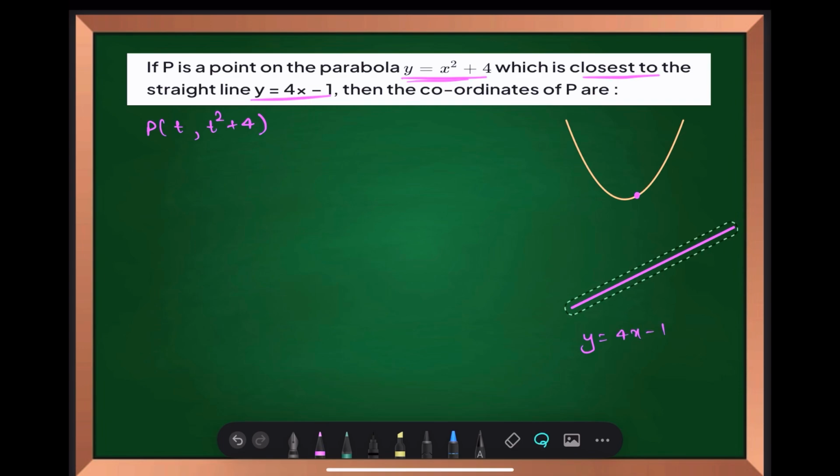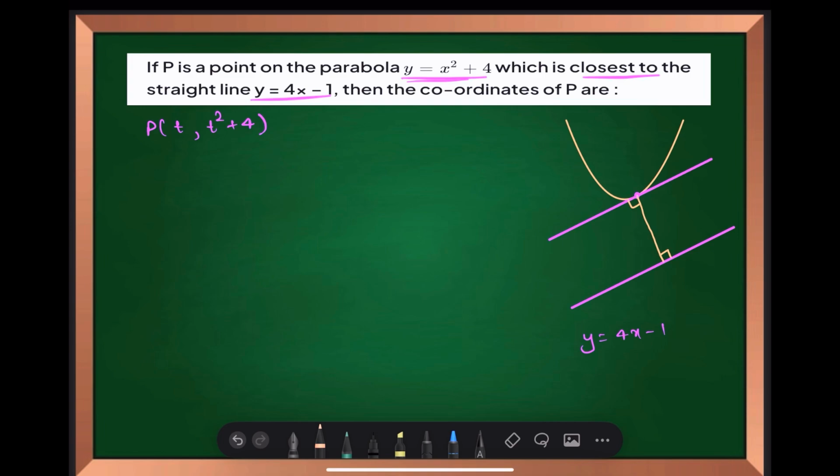Now try to understand this thing. If they talk about the shortest distance, closest straight line, they are talking about distance. So you know that whenever they talk about shortest distance, we have to think about common normal. Okay, so suppose that we want common normal. Common normal means what? Like this thing.